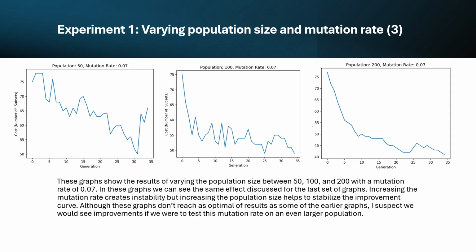These graphs show the results of varying the population size between 50, 100, and 200 with a mutation rate of 0.07. In these graphs, we can see the same effect discussed for the last set of graphs. Increasing the mutation rate creates instability, but increasing the population size helps to stabilize the improvement curve. Although these graphs don't reach as optimal of results as some of the earlier graphs, I suspect we would see improvements if we were to test this mutation rate on an even larger population than our largest population of 200 here.